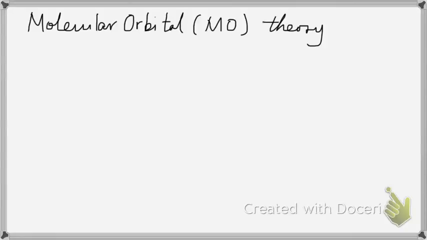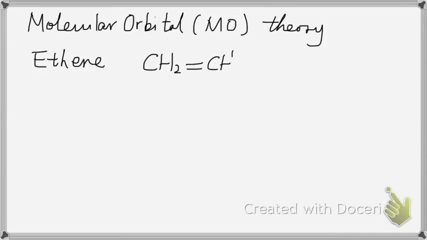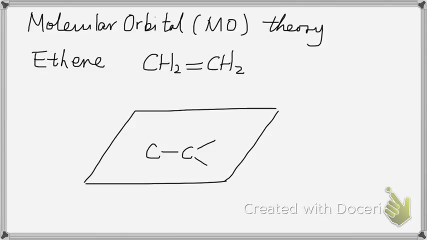Now we are going to take a look at the molecular orbital theory, or the MO theory, as it applies to the conjugated system, the system with pi electrons. So we will first look at the molecule ethene, the compound with a carbon-carbon double bond.